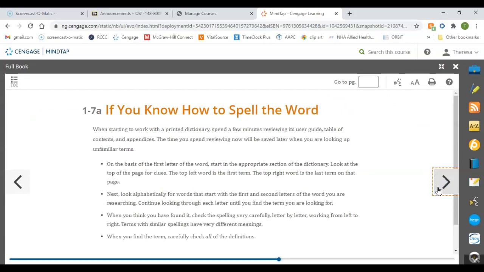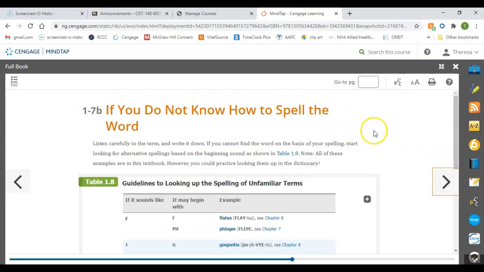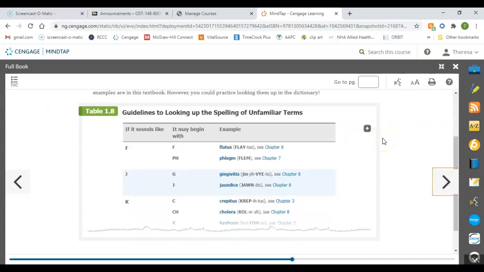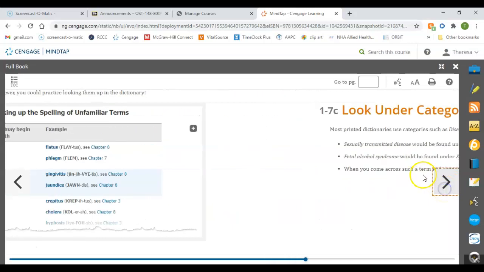So if you can break those words down, so if you have an arthroscopy, if you can spell arthro and you can spell scopy, then you can spell arthroscopy. So that's the easy way of making sure you know how to spell the word correctly, if you can break down the word parts. And this kind of gives you some information on how to look at the spelling of some unusual words, and it'll tell you we're going to basically talk more about these in other chapters.